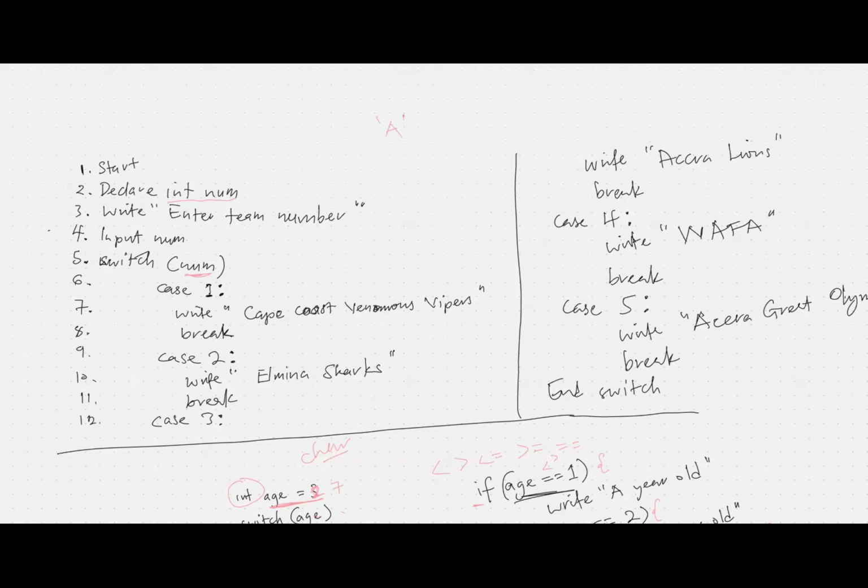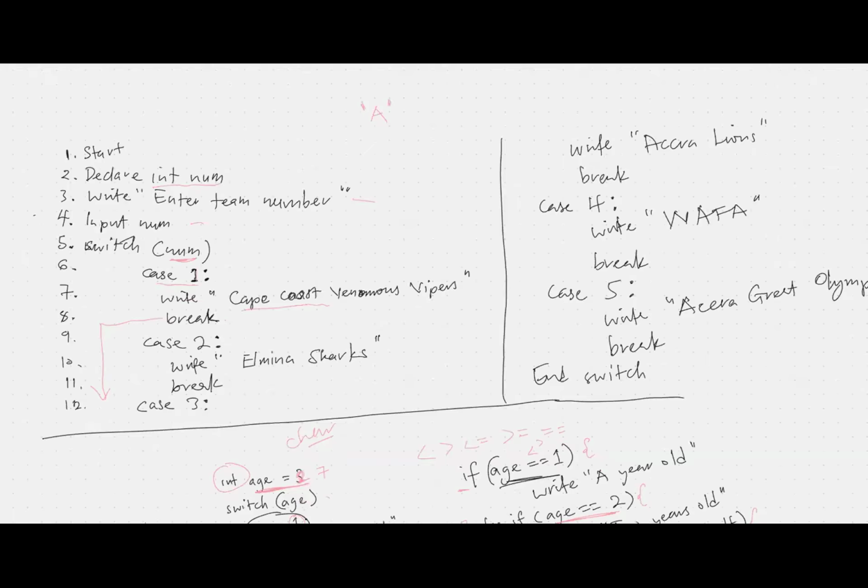So we collect the number value, and then we check the various cases. If the case is 1, we print something, and then we break. Break means stop and then go out, okay? Case 2, we print Elmina Sharks. We break. Break means stop and go out. Case 3, we print Accra Lions. We break, which means stop and go out.